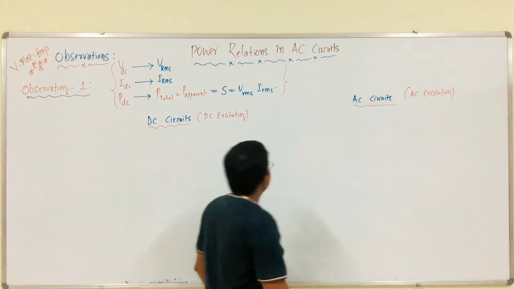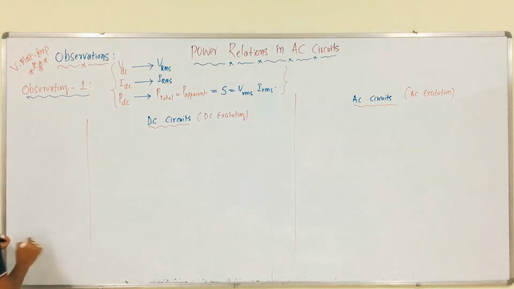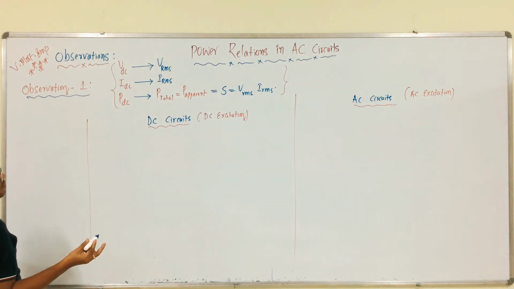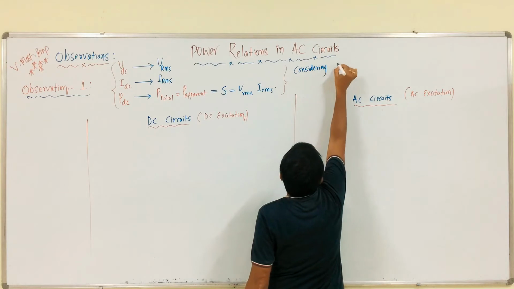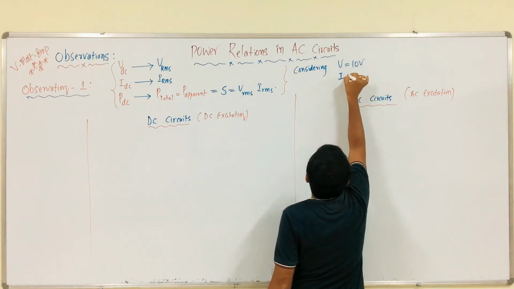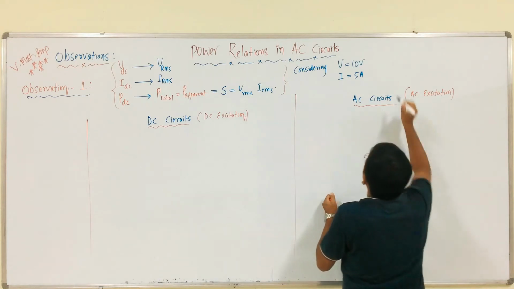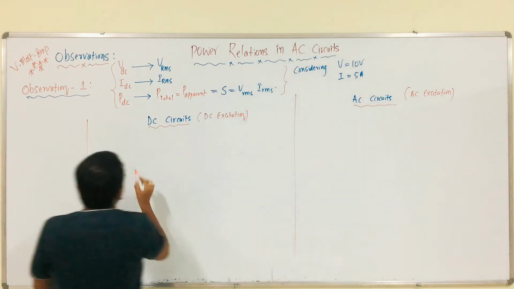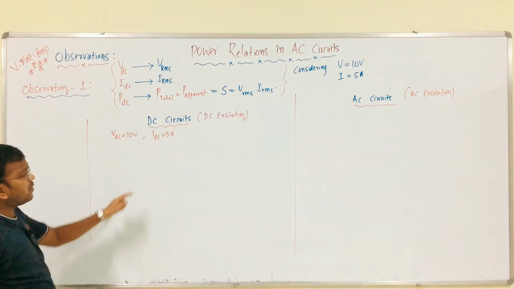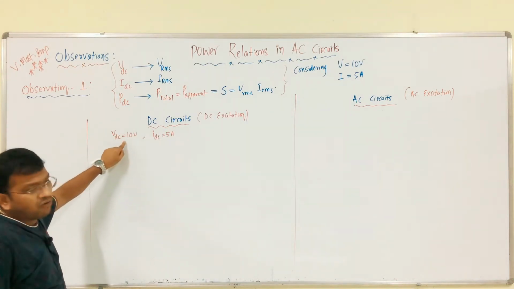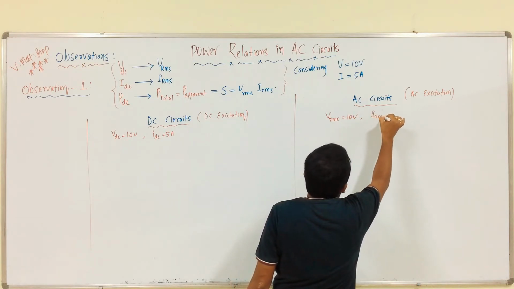All of you listen carefully. These are very important observations. So, first one is, for example, we consider voltage V is equal to 10 volts, I is equal to 5 amps. Okay. So, in case of DC circuits, VDC is nothing but 10 volts, IDC is nothing but 5 amps, right? With respect to DC excitation, those voltage and current are nothing but DC quantities 10 and 5. In case of AC, VRMS is nothing but 10 volts, IRMS is nothing but 5 amps.